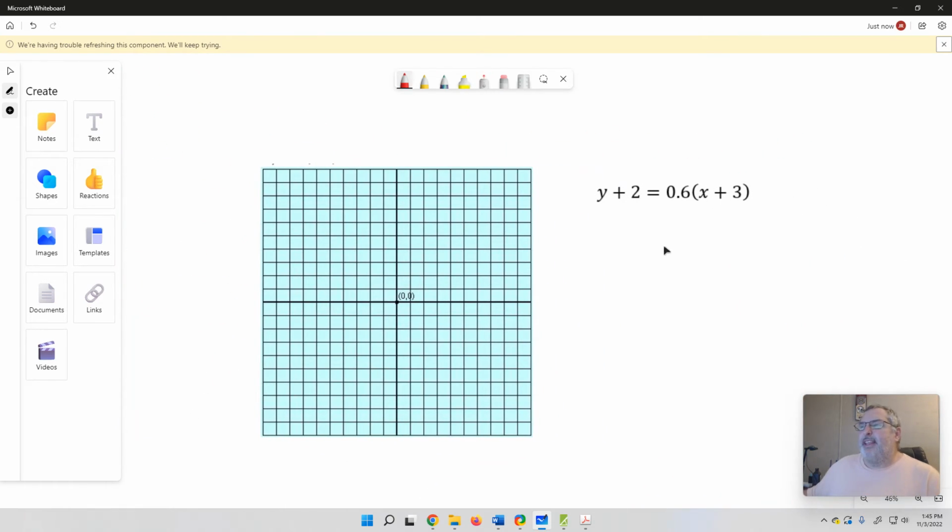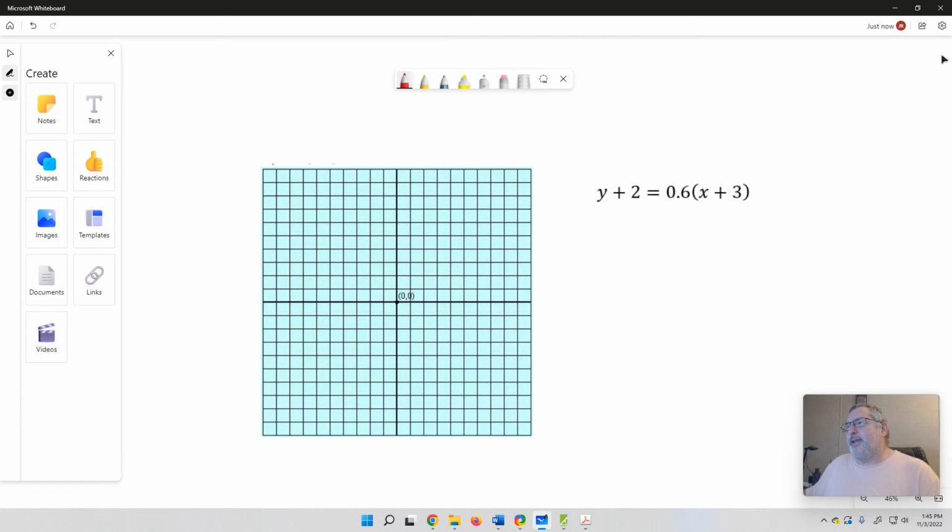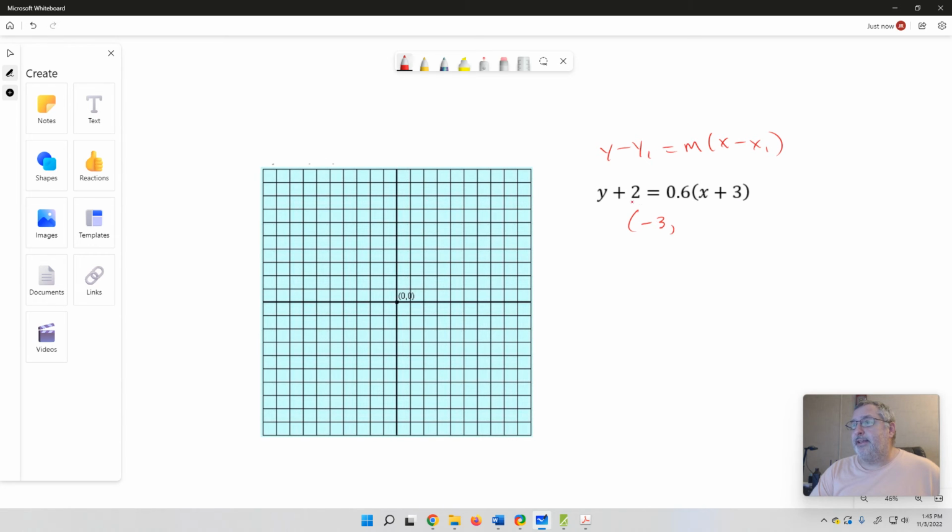This time, I just chose this one because we have a decimal for our slope instead of a fraction or a number. So I want you to see how to do that. So same idea. We're starting with the point. Since it's y minus y1 equals m times x minus x1, the point will be negative 3, negative 2, because both of those are plus. So in yellow, plot that point, negative 3, negative 2, right there.